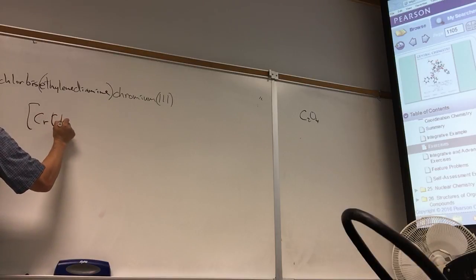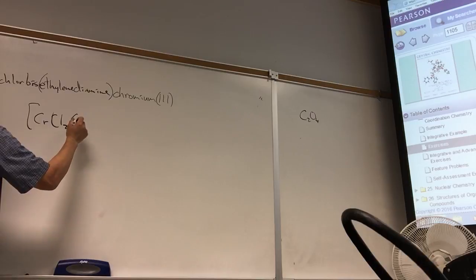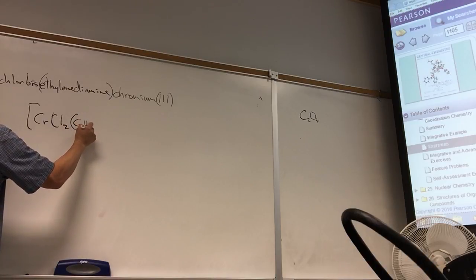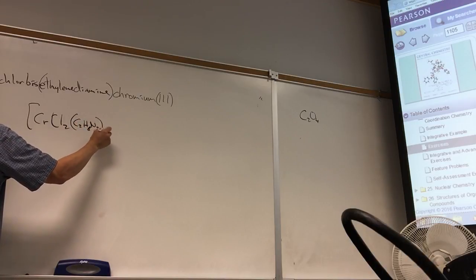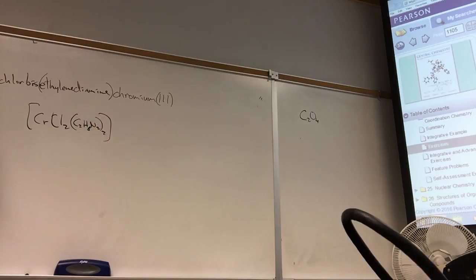CrCl2, parentheses, now I need 2 ethylene diamines, so I'll write C2H8N2, 2, like that. But there's a problem with writing it like this. If I write it C2H8N2, do you know what isomers are?